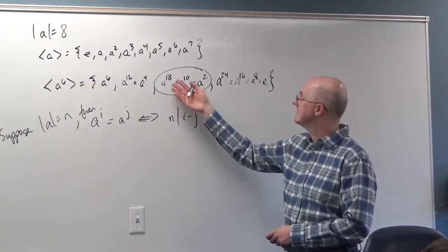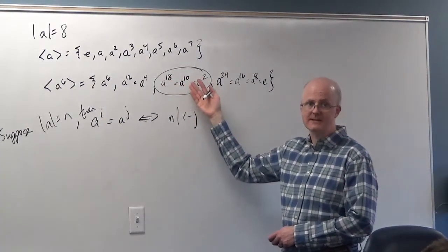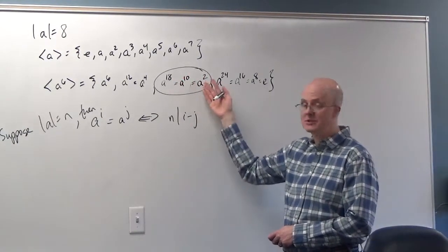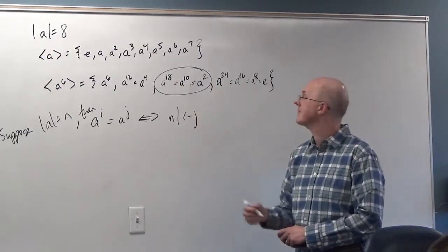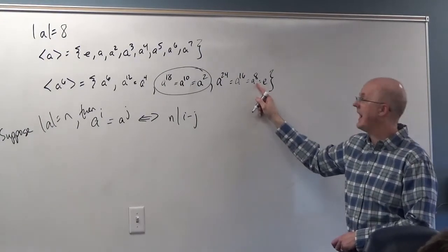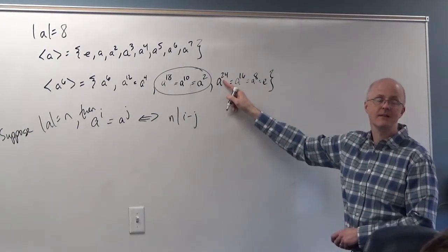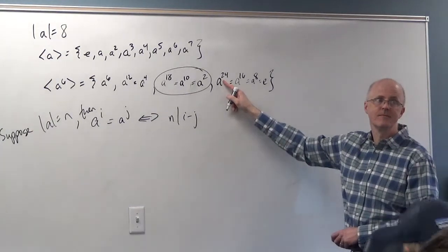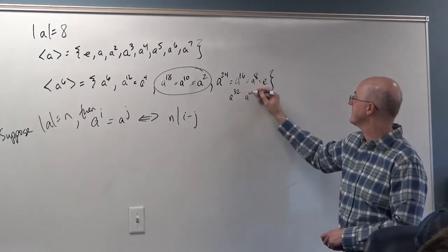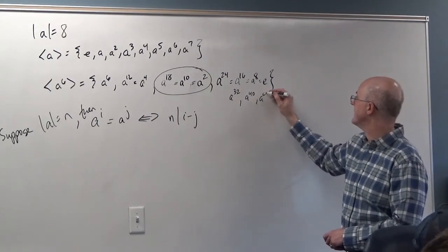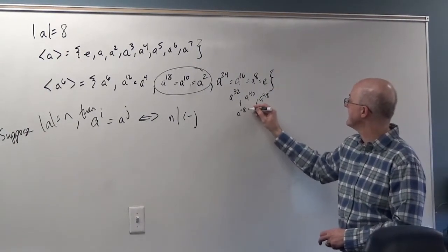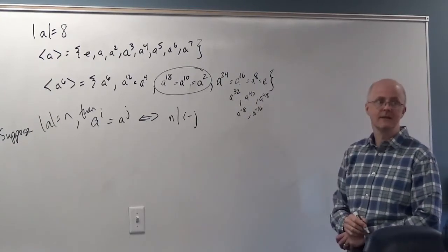So in this example, 8 divides 18 minus 10. It also divides 10 minus 18. Divides plus or minus 8. It divides 18 minus 2, 16. 24 minus 8 is 16. 8 divides that. 8 minus 24 is negative 16. 8 divides that. These are going to be the same also as a to the 32nd, a to the 40th, a to the 48th. Those are all the same. It's also the same as a to the negative 8 and a to the negative 16. Negative powers count as well.